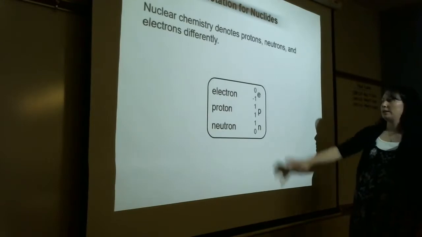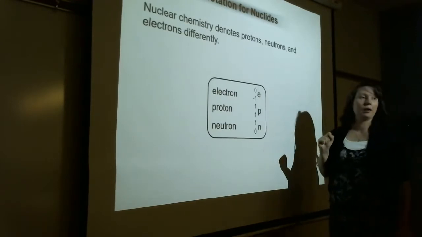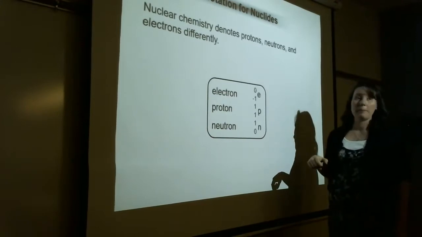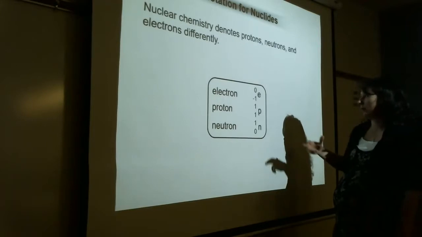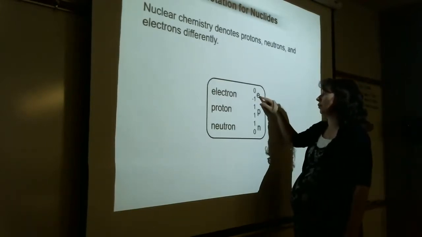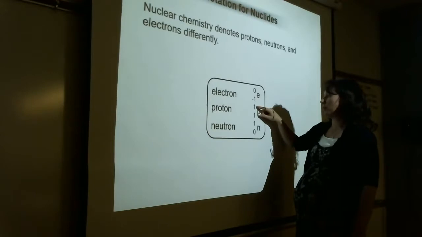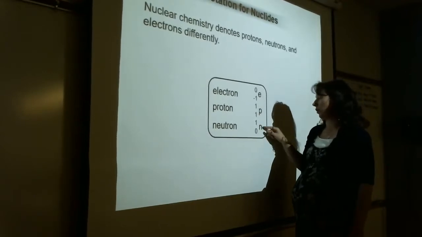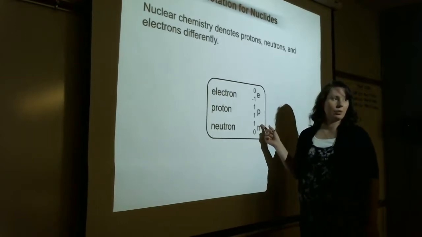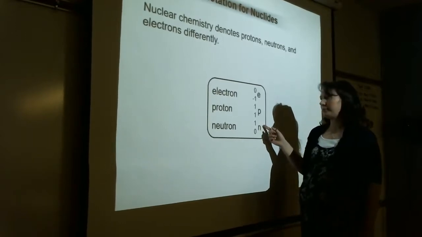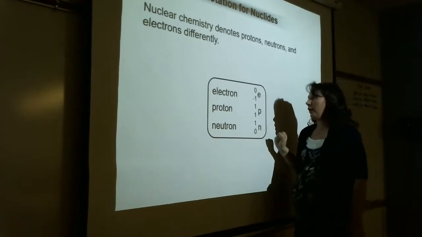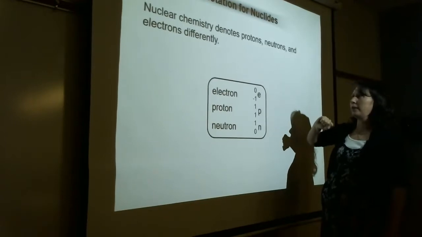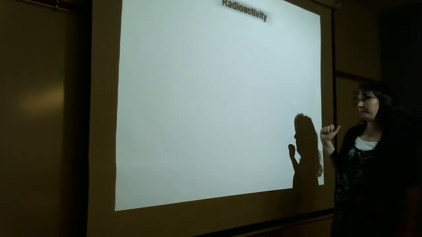So we need to make sure that we take some time and look at how we represent protons, neutrons, and electrons in nuclear chemistry. All right, we represent an electron as 0, -1 e. We represent a proton as 1, 1 p, and we represent a neutron as 1, 0 n. Okay, and this is in the notes online, so you can download it if you miss it in your notes right now. All right, this is how we represent protons, neutrons, and electrons in nuclear chemistry.